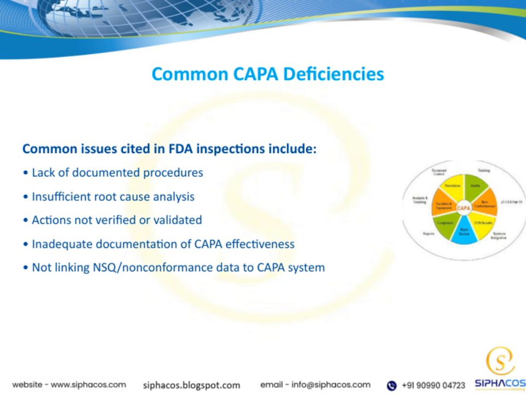We also see cases where actions taken are not verified or validated. It's crucial to confirm that the corrective actions actually work and effectively prevent future issues. In addition, inadequate documentation of CAPA effectiveness is a common problem. Proper records are essential to demonstrate that the CAPA measures have achieved their intended results. Finally, there's the issue of not linking nonconformance data, such as non-specified quality issues or nonconformances, to the CAPA system. Connecting these data points helps create a comprehensive approach to quality improvement. Overall, addressing these common deficiencies is vital for maintaining compliance and ensuring a robust CAPA system that continuously improves product quality and safety.